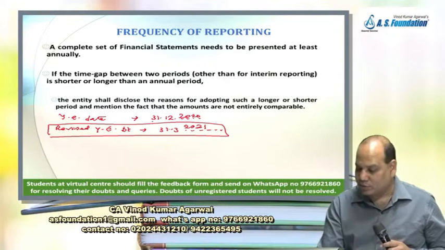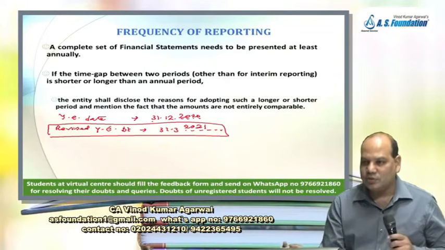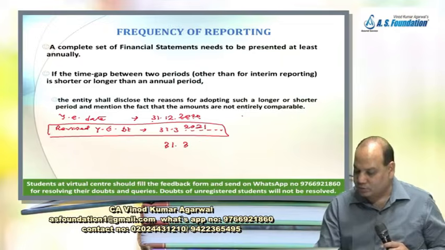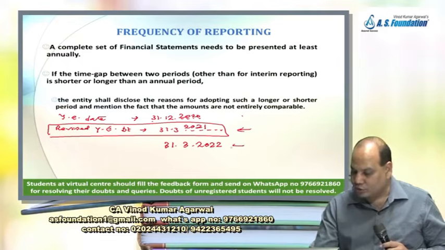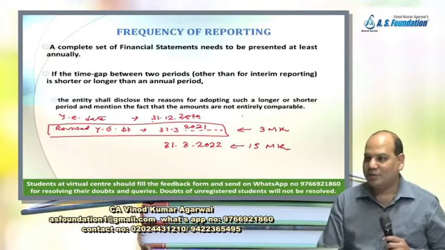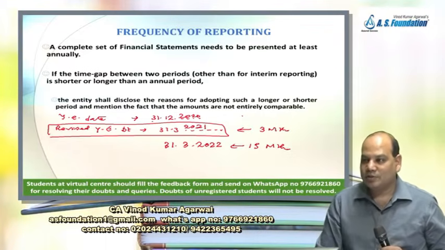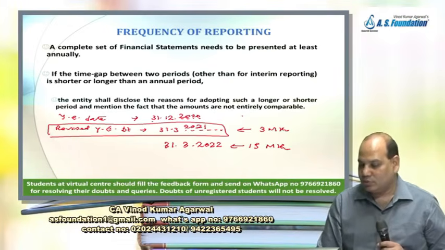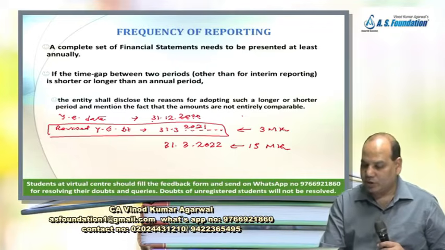Some companies will say 3 months is very short. So now I am directly going to prepare the financial statement on 31st March 2022. So this will cover now how many months? 15 months. Or this may cover say 3 months. In this case, it is possible that your financial statement may be more than or less than 12 months. So you can do that. But then you have to disclose why you have done it.